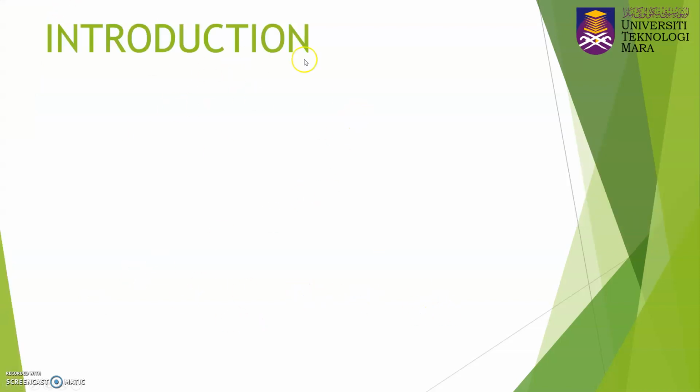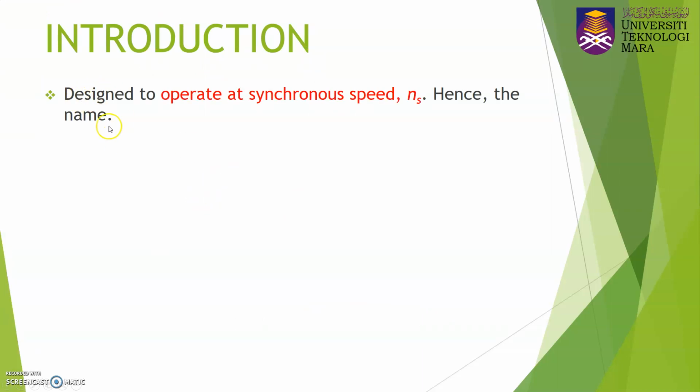Some introduction on the synchronous machine. Basically, the synchronous machine is designed to operate at synchronous speed, which is ns. That's why we call it a synchronous machine. Unlike the induction machine that we learned in the previous chapter, if you still remember, for the induction machine we have two different speeds: the rotor speed and the synchronous speed. But for the synchronous machine, we only have one type of speed, which is the synchronous speed.